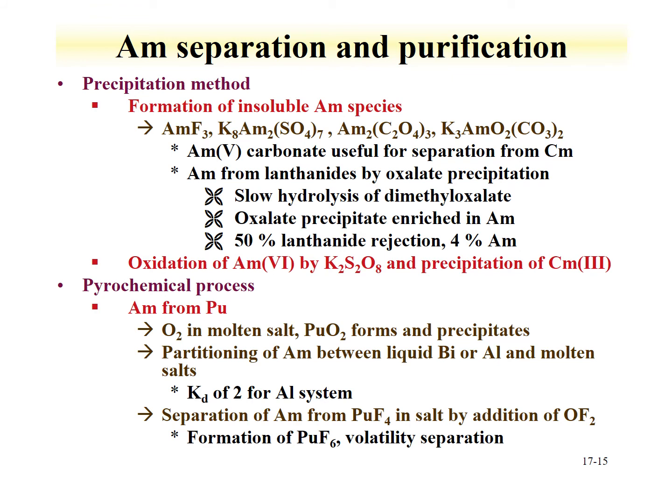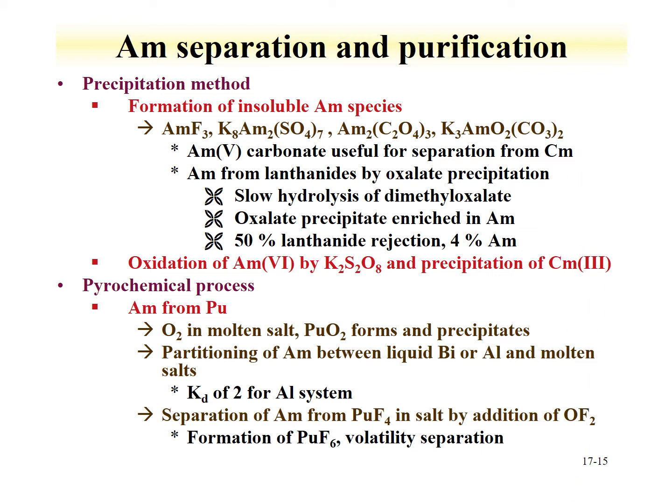Other aqueous separation processes for americium include precipitation. This is driven by the formation of insoluble americium species, everywhere from trivalent to the pentavalent americium, here shown as the carbonate. Particularly this species, where americium can be oxidized to the +5, where cerium cannot be oxidized, is a route for separating americium from cerium.